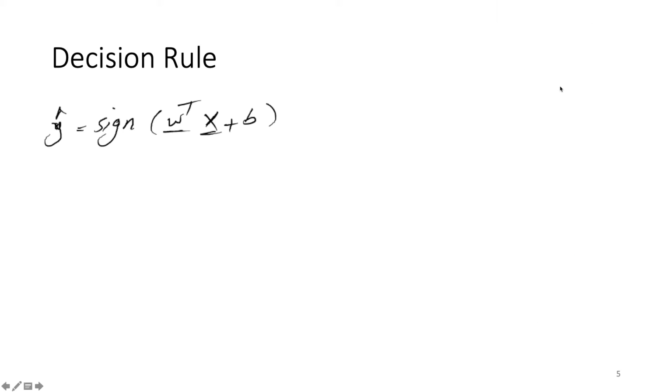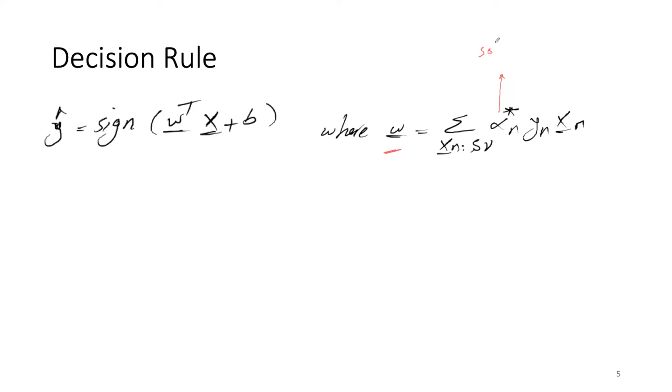So let's talk about the decision rule. How are we going to define those classes, minus 1 and plus 1, right? We need an estimate of y, which is called y hat, and it's the sign of W transpose x plus b, right? Given that W comes from the alpha n star that was the solution of the dual problem that I just mentioned.